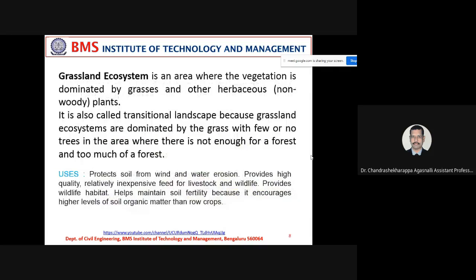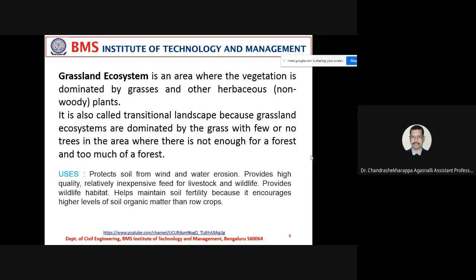Okay, and grassland ecosystems. It is an area where the vegetation is dominated by grasses. Also it's called a transition landscape because grassland ecosystems are with few trees, or there may not be any trees also there. Okay, so what is the use of grassland and the forest? The first very important benefit from the forest is protecting the soil from the wind and water erosion. If there is a forest, water erosion will not be there. It will protect soil as well as prevent water erosion.